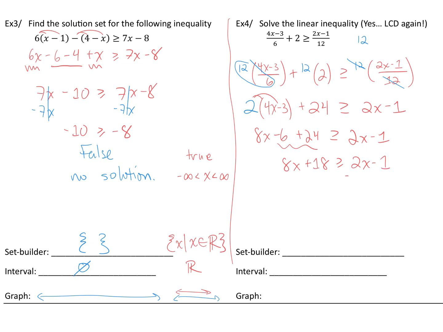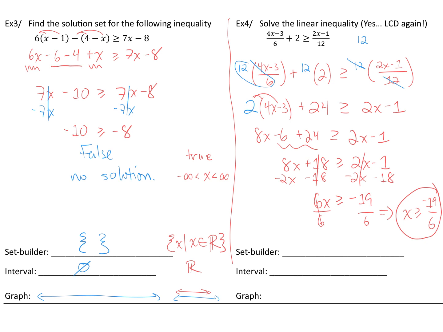Do some quick maths here. Minus 2x, minus 18, minus 18, to get the variables on the left and the numbers on the right. So 6x is greater than or equal to negative 19. And when you divide by 6, that tells you that x is greater than or equal to negative 19 over 6. That does not simplify, so that's just the answer.